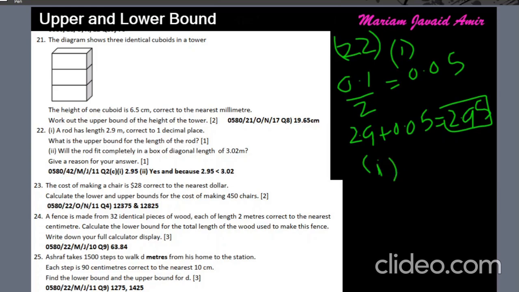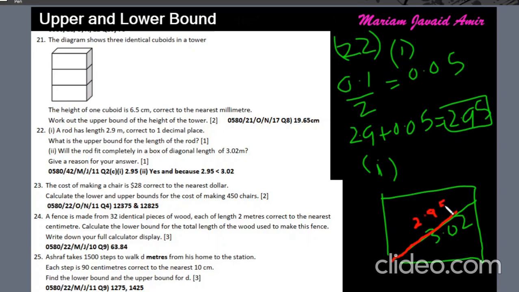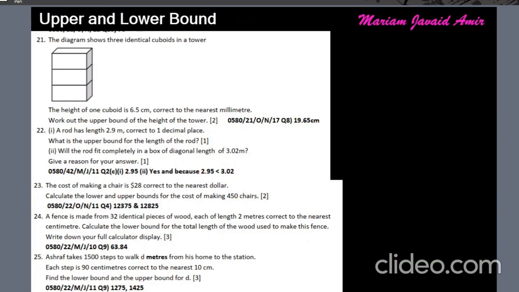Part 2. Will the rod fit completely in a box of diagonal 3.02? Give reason for your answer. So if there's a box whose diagonal is 3.02, will this rod fit in? Of course it will fit in. It'll fit in diagonally and very comfortably because the rod is of length 2.95 maximum. Yes, so it will fit in, and why? Because 2.95 is less than 3.02. Okay. Question 23.